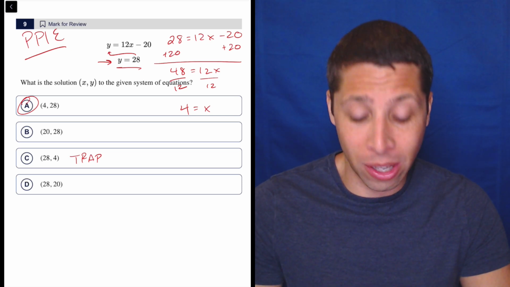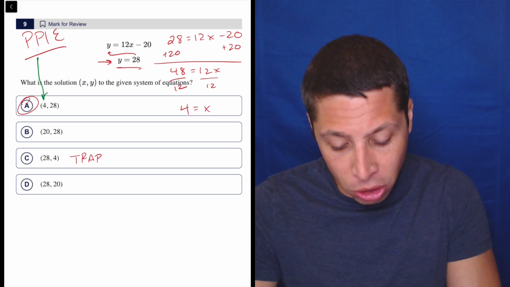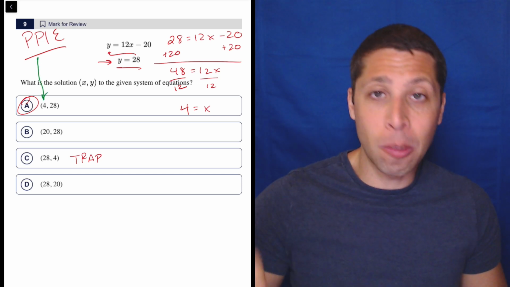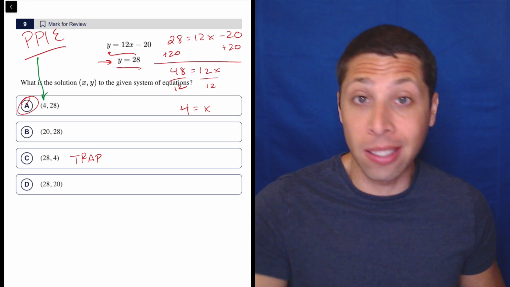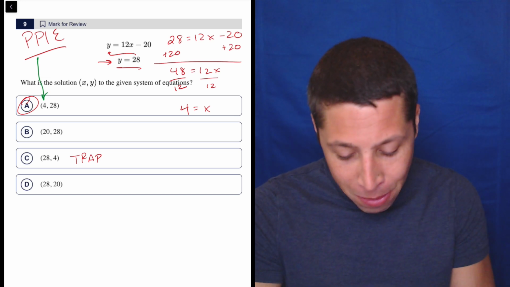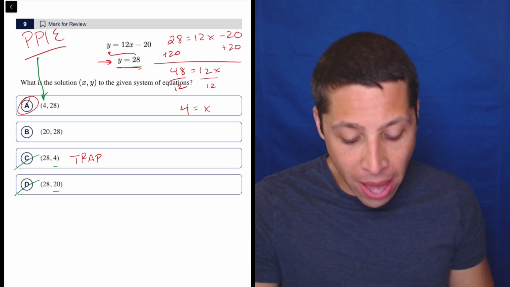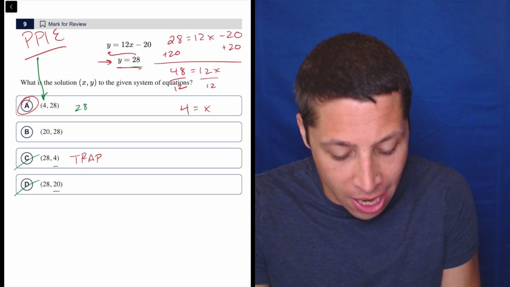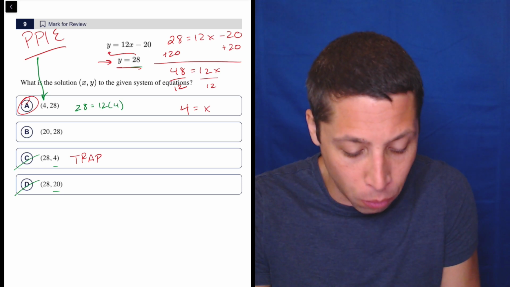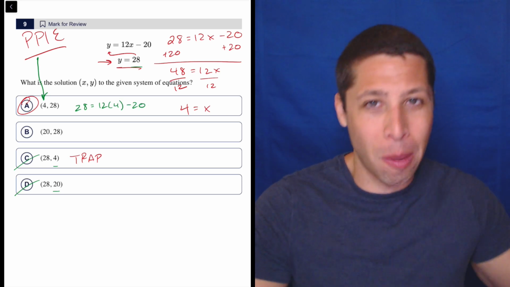This is a plug points into equations situation. If you really wanted to, you could have also plugged points into equations from the start by taking each of these points and testing them out in, let's say, choice A, right? We would definitely know, hopefully, that it couldn't be choices C or D because the y coordinate is not 28. Then it would just be a matter of testing it out, right? So 28 is equal to 12 times 4 minus 20. You might even be able to do that in your head. 12 times 4 is 48. 48 minus 20 is 28.